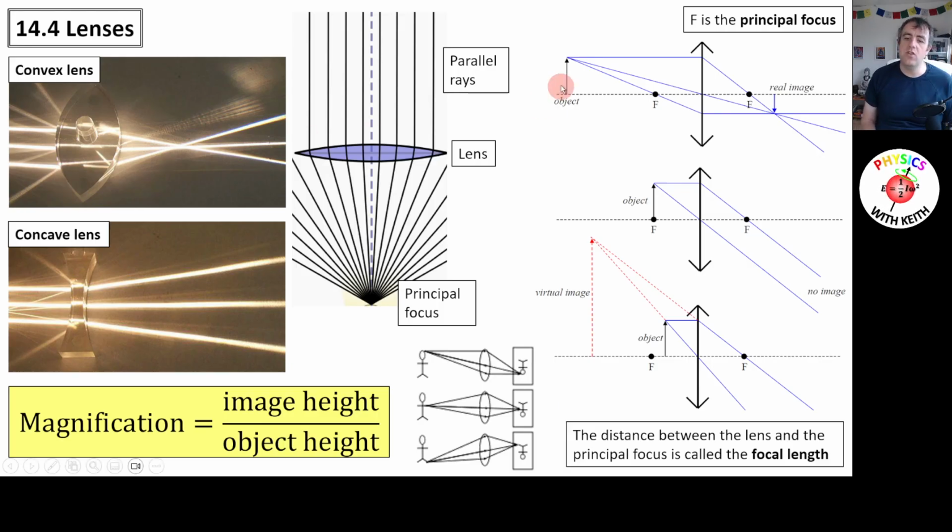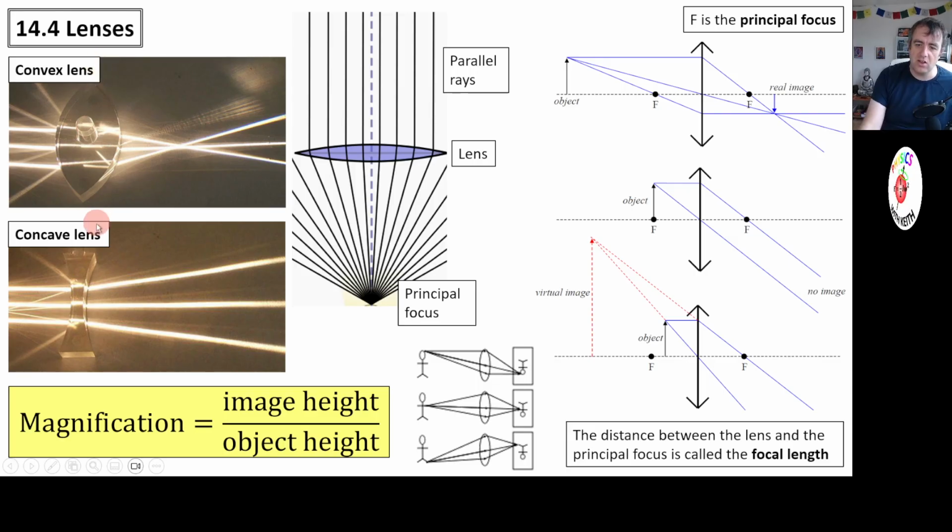So let's start with the two different types of lenses that you need to be aware of in your GCSE. If you're doing physics, if you're doing double science, then not so much. You can probably finish this video now, and it's been a pleasure having you here with me. But if you're doing physics, yeah, you'll need to know about lenses.